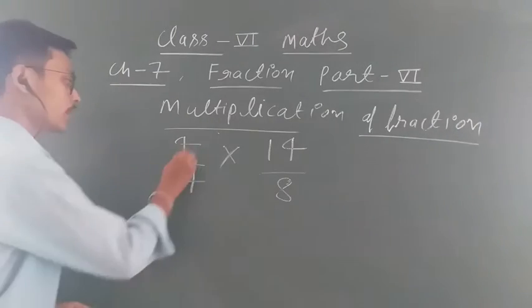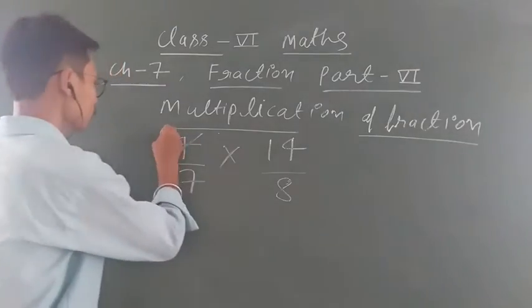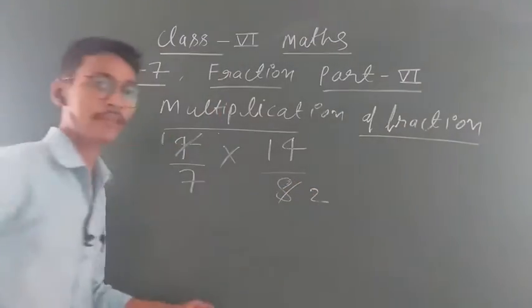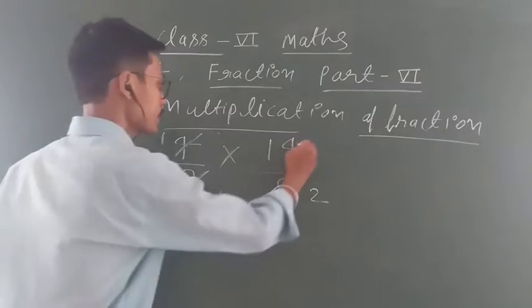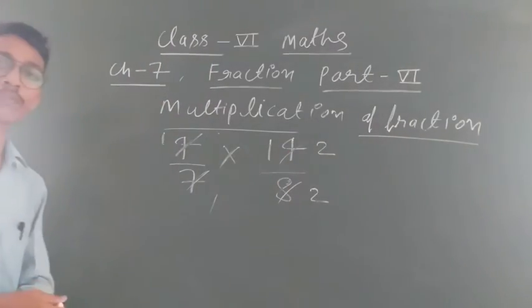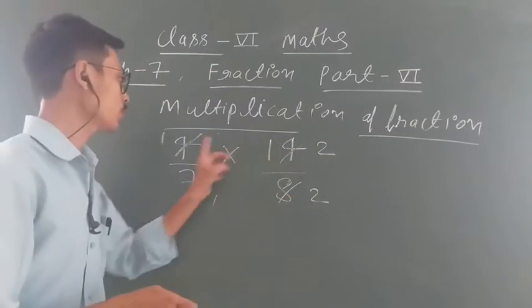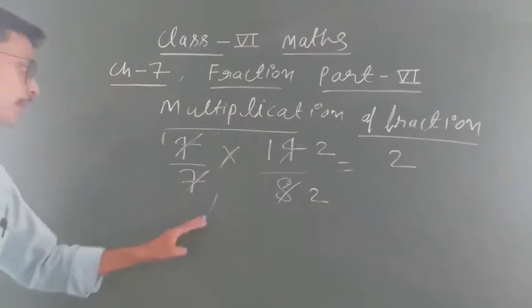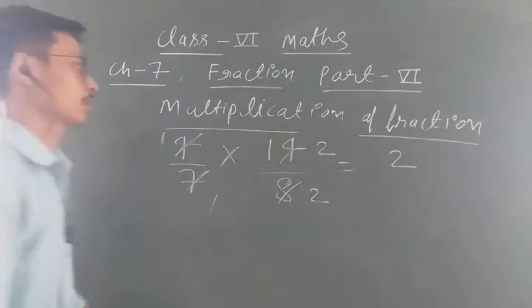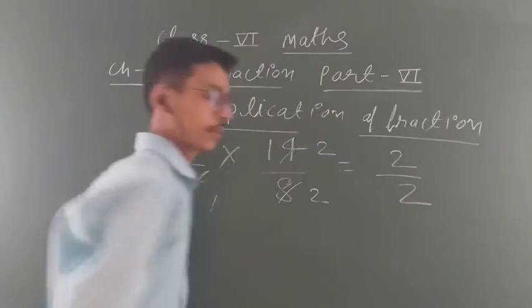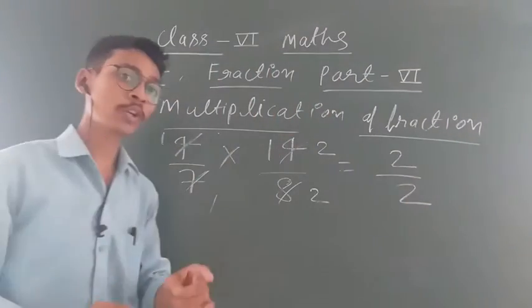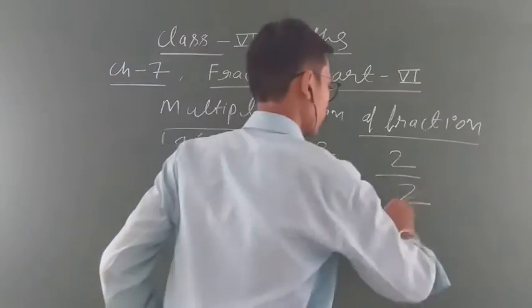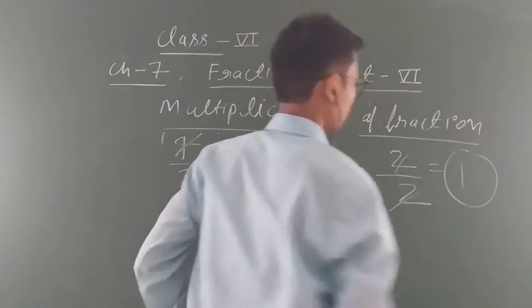Now you know that student, 4 1s are 4 and 4 2s are 8. You know that very well. Now 7 1s are 7, 7 2s are 14. Okay student. Now 2 into 1 student, what? It will become 2. Now 2 1s are 2, again 2. Now again you can reduce, so you have to reduce till you can reduce. So 2 and 2 cancel out, student, it will come 1. So our answer is 1.